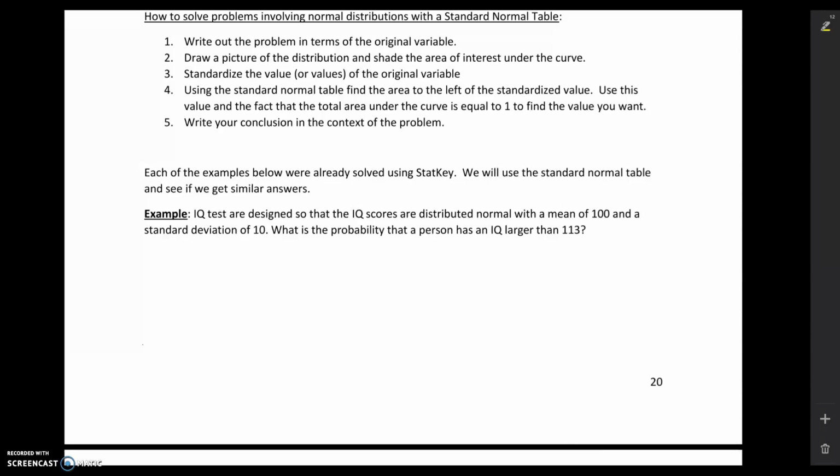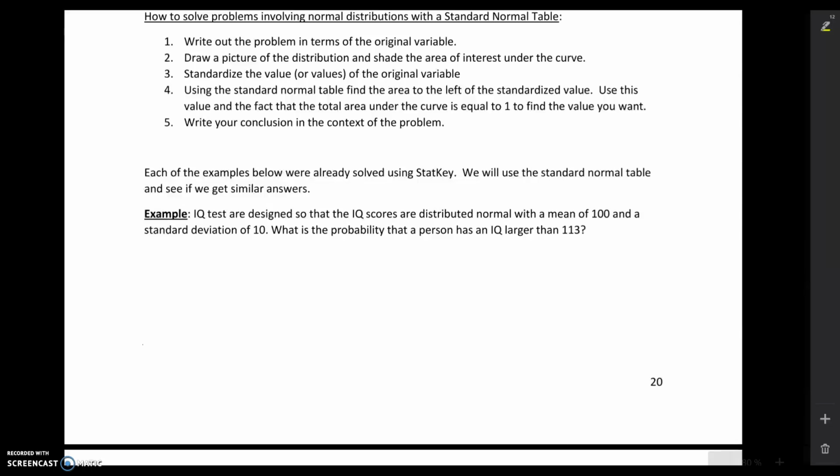In this video, I'm going to show you how to use a standard normal table to find the area under different normal curves. We're going to start out with how to solve problems involving normal distributions with the standard normal table. The first thing we have to do is write out the problem in terms of the original variable.